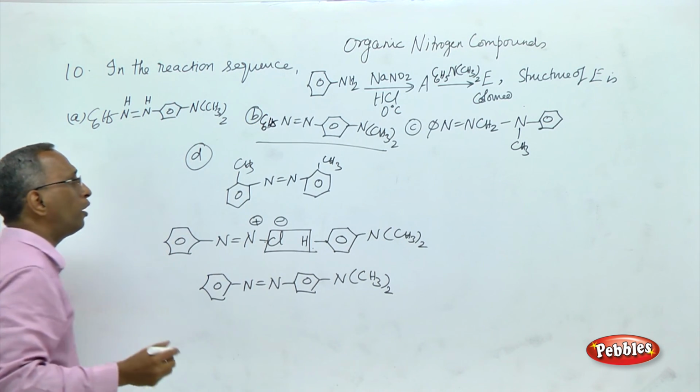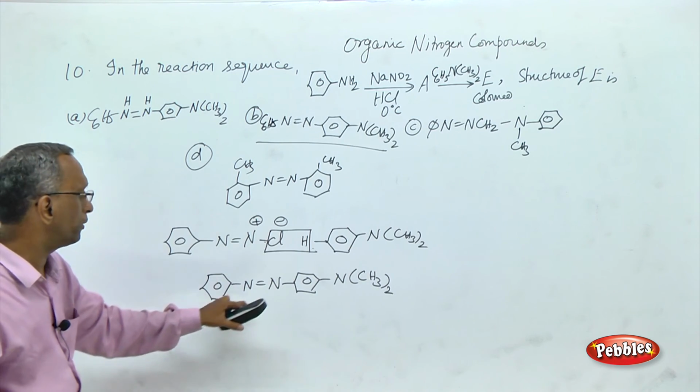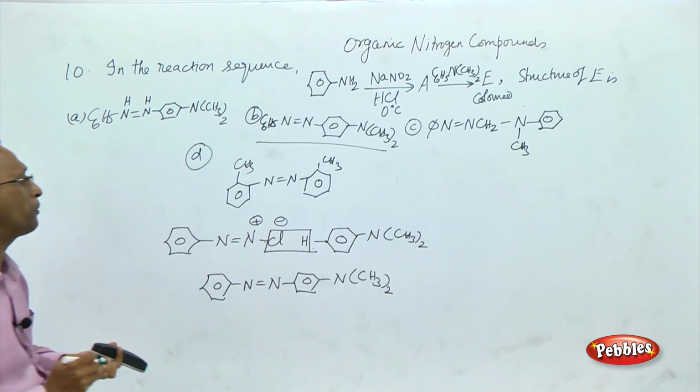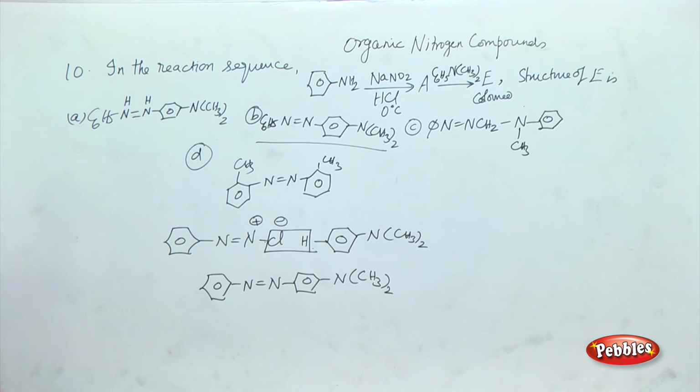C6H5N=N, benzene ring, para position. So the para substituted derivative is the most stable colored product. So this is the correct choice for the current question.